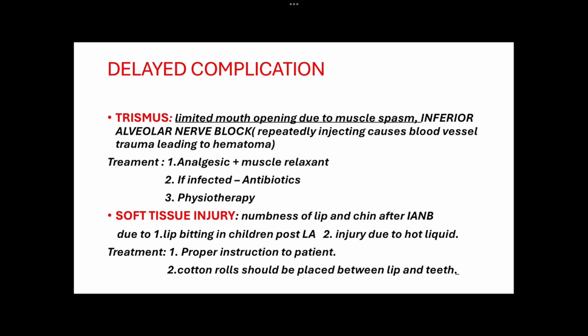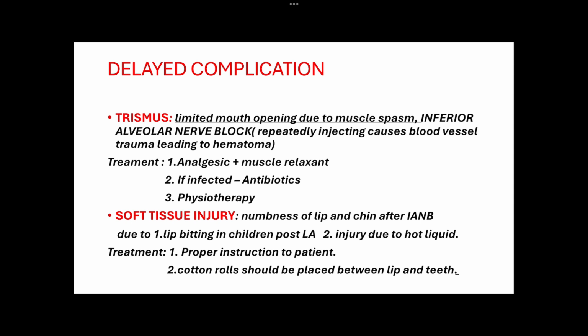Now let's come to the delayed complications. So first is trismus. What do you understand by the word trismus? It is limited mouth opening due to muscle spasm. Inferior alveolar nerve block, rapidly injecting, causes it. Why does it occur? When you are injecting repeatedly, it causes trauma to the blood vessels leading to hematoma. Okay. Treatment: you can give analgesics along with muscle relaxant, but if there is a case of infection, you are supposed to give antibiotics, followed by physiotherapy.